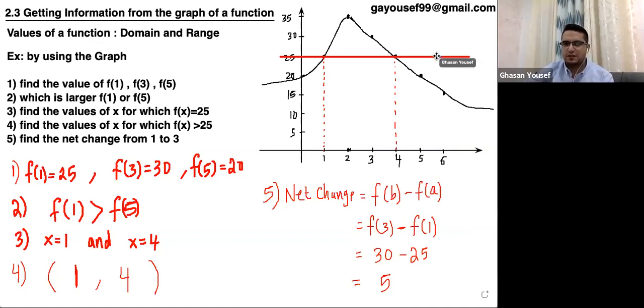Any question for this example? No questions?